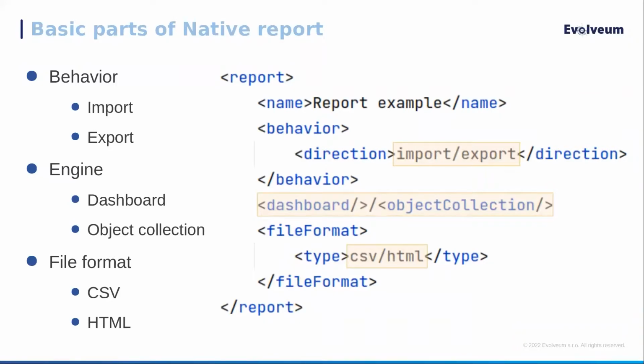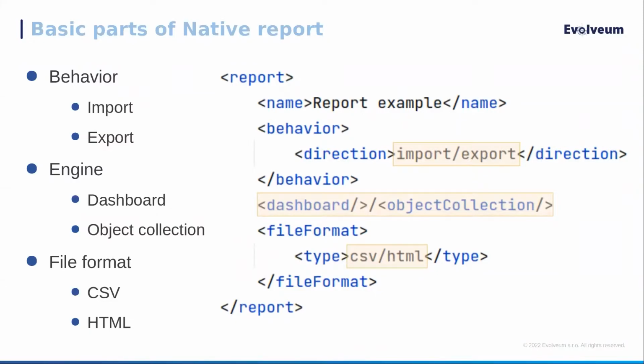Every report object contains three basic attributes. Behavior represents the direction of reports. MidPoint knows two types of behavior. Export is a common report like the previous version, which generates a file with reported objects. Import has the opposite way. A file with objects will be on input, and MidPoint creates objects based on rows of the file. Import behavior is now experimental, and the default behavior is export.